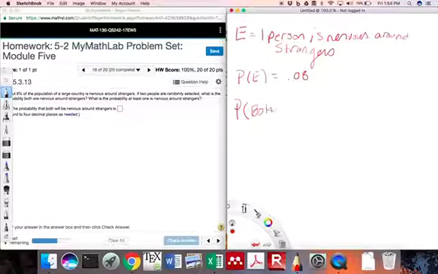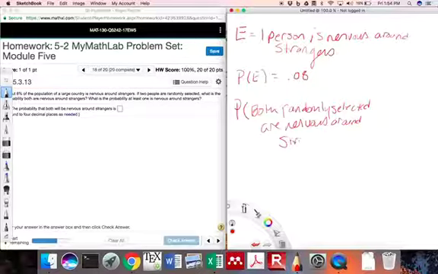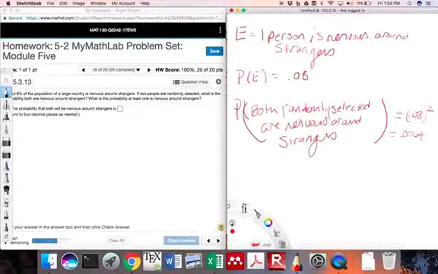both randomly selected people are nervous around strangers is 0.08 squared, which you can verify with a calculator, should be 64 thousandths. 0.0064. 64 thousandths. I'm going to check that with a calculator.